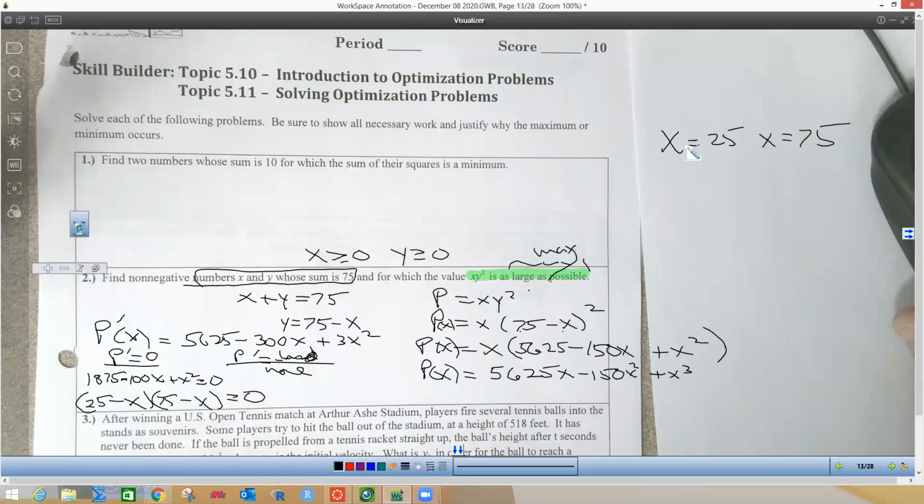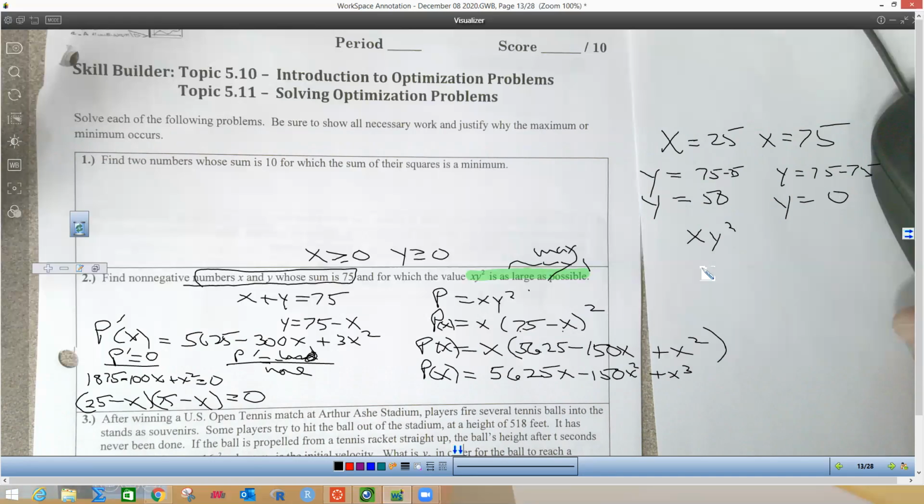So if x is 25, I want to find y. So if I come over here and plug 25 in there, I get y is going to be 75 minus 25 would be 50. And if I want to try this one, y would be 75 minus 75. That would be 0, right? So which one of these would give me the best number for x, y squared? You know what? I screwed up. This is going to be my minimum value. That's my maximum. So I should have made my number line.